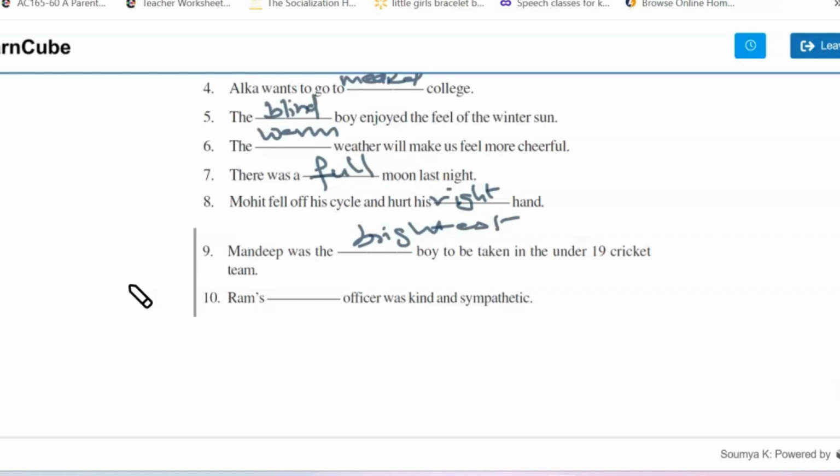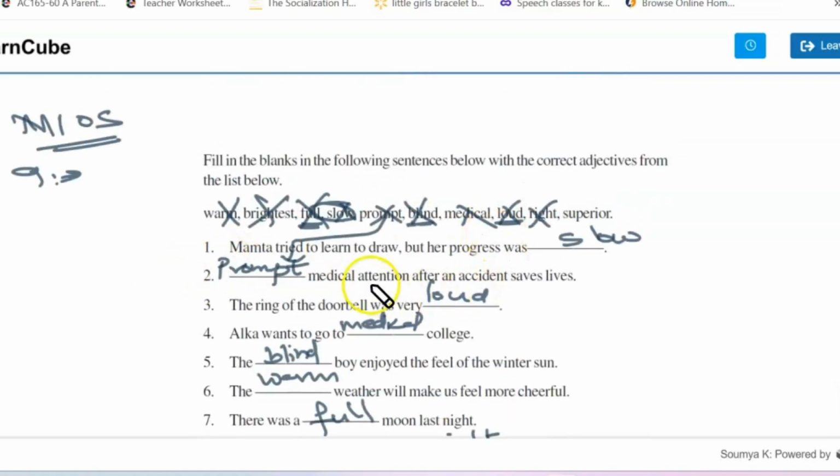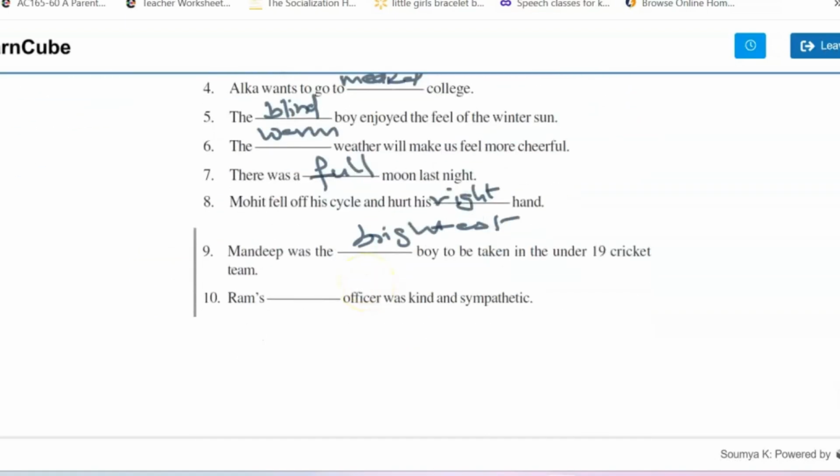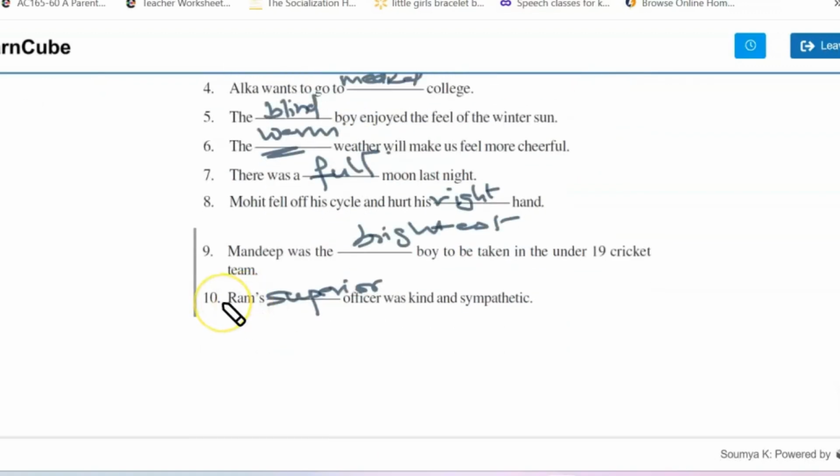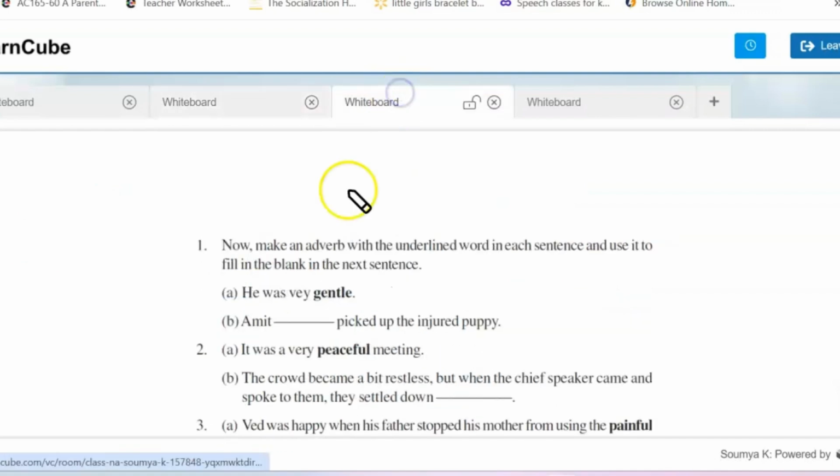Next one, superior officer was kind and sympathetic. So what kind of officer? Superior officer. That is the option left out also. So superior officer was a kind and sympathetic person. So these are the qualities of any of the nouns which are being used next to your adjective. Here we are talking about weather, here we are talking about the boy, here the officer. Okay, so hope this is clear to you. Let's move on to the next exercise.